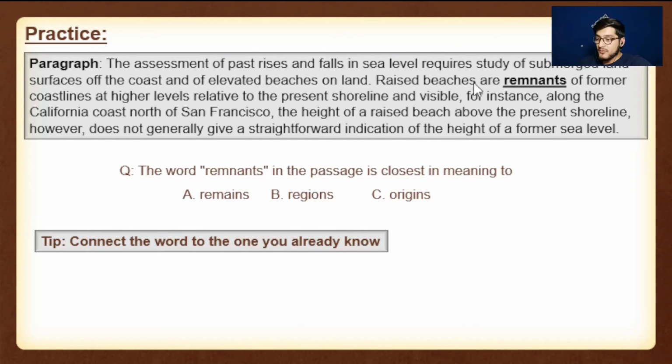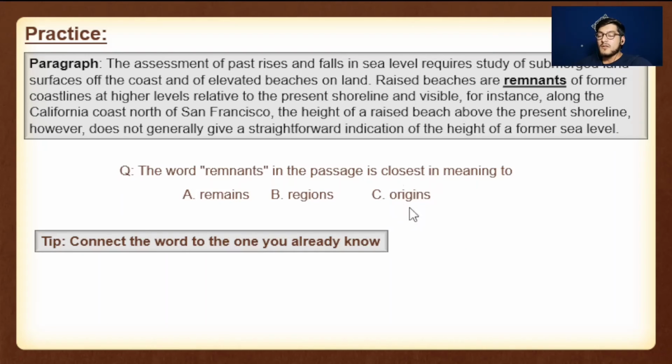So far we understand that the raised beaches are locations that exist now, and the former coastlines are locations or places that existed in the past. Right now, they do not exist. Why? Because they're former. But the raised beaches do exist. So far, we have three options to use instead of remnants. We are going through them and evaluating which one is the correct one. Origins, we are going to start with the third one.